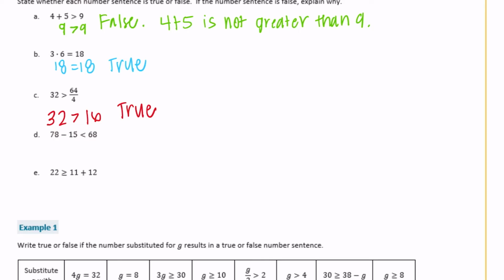78 minus 15 is less than 68. Let's do 78 minus 15, which would be 63. So 63 is less than 68, which is true.